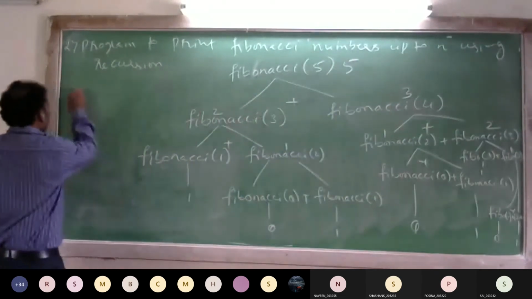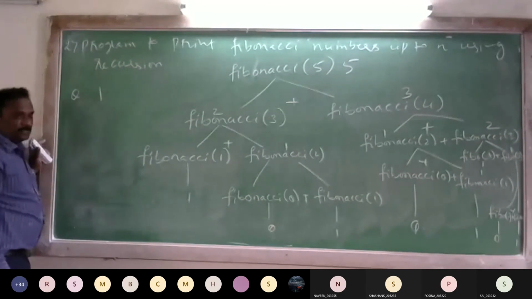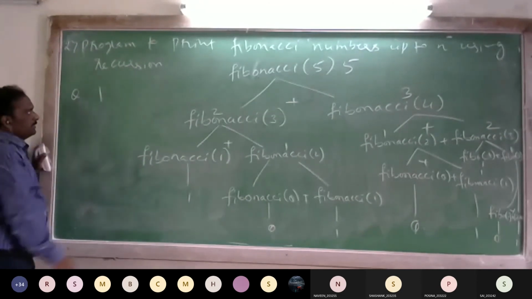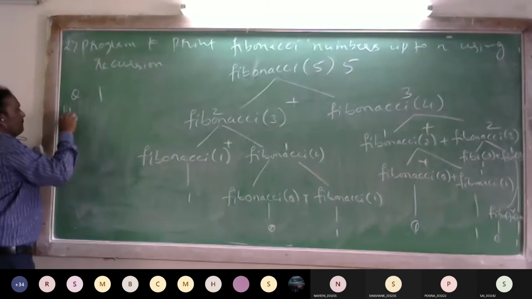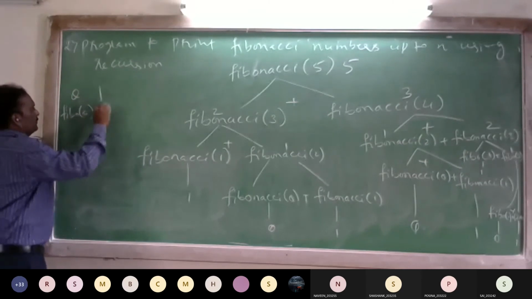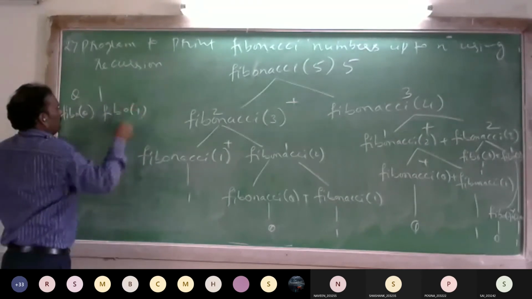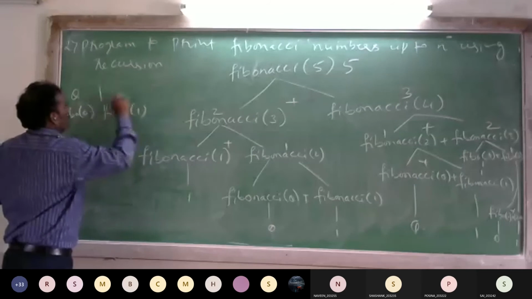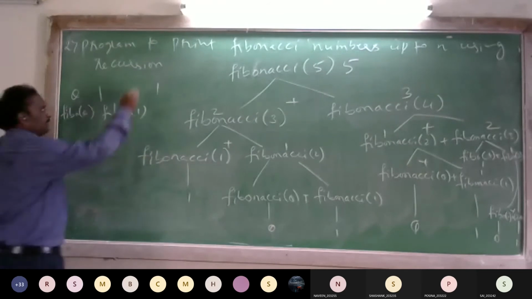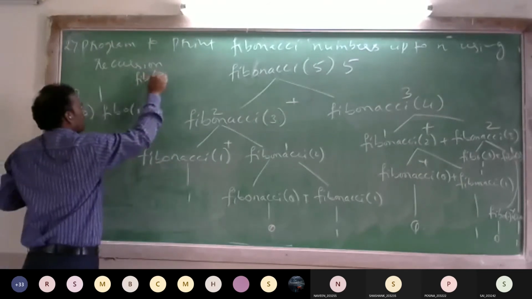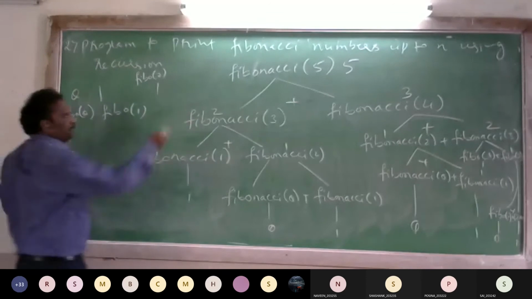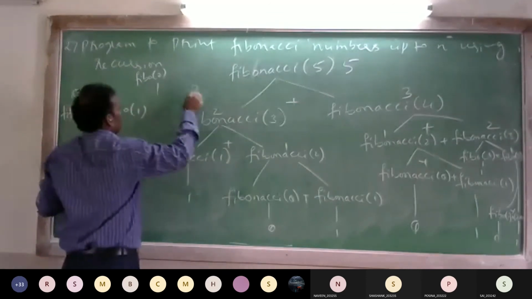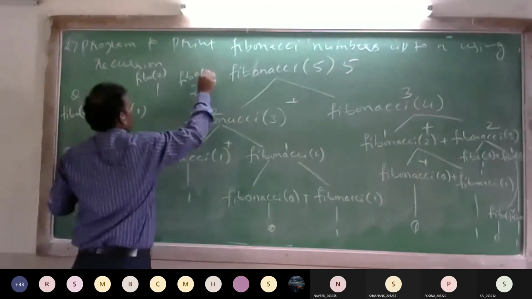So now you can see that 0 and 1 are the starting numbers. This is Fibonacci of 0. This is Fibonacci of 1. What is Fibonacci of 2? 0 plus 1 is 1. This is Fibonacci of 2. What is Fibonacci of 3? Fibonacci of 3 is 1 plus 1, which is 2. This is Fibonacci of 3.